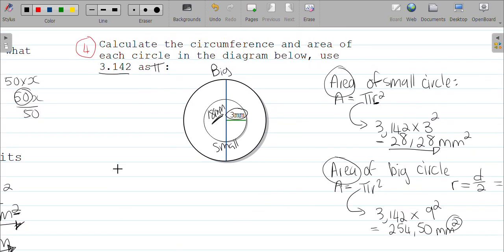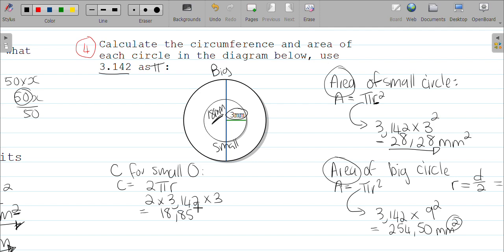Let's do it over here. I'm just going to put C for the small circle. So C is equal to 2 times pi times r. So it's going to be 2 times 3.142 times the radius, which is 3. So that's going to equal 18.85. Guys, all of these answers are not rounded off. I'm just rounding them off for you for the sake of showing you how to actually get your answers. And the answer is in millimeters.